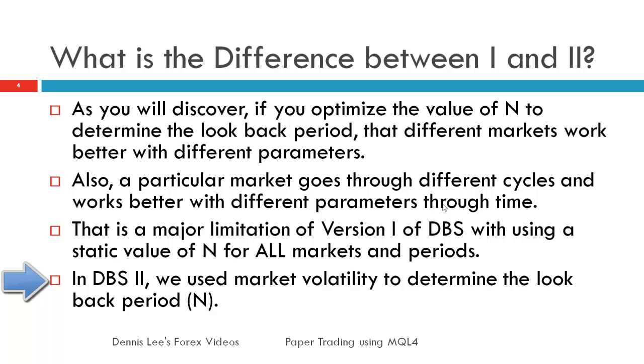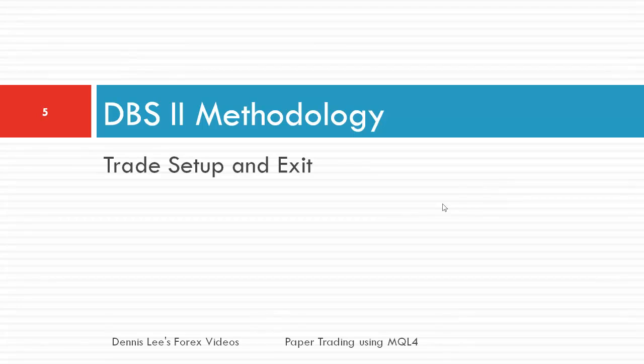In Dynamic Breakout Strategy 2, we used market volatility to determine the look back period, or N. So we will now look at the methodology of the trade setup and the dynamic exit.